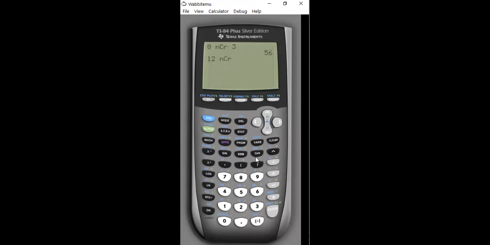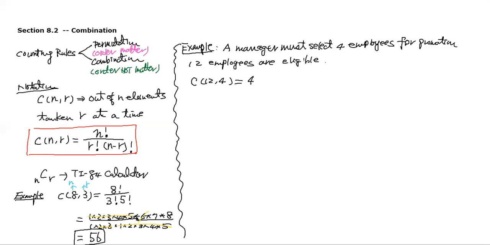So 12, I'm choosing 4 people. So what is the number? 495, right? So that's what we got, 495 here. So this is 495. So you can practice your calculator. Okay, so now if I change this, it's a little bit different, okay?